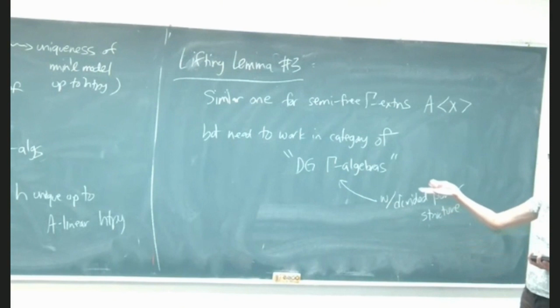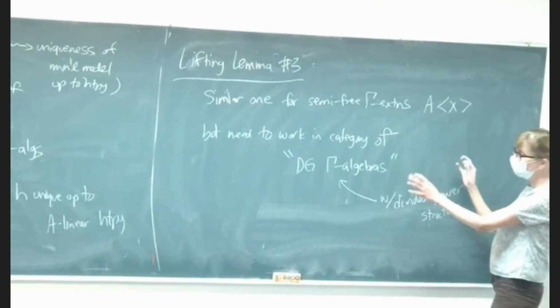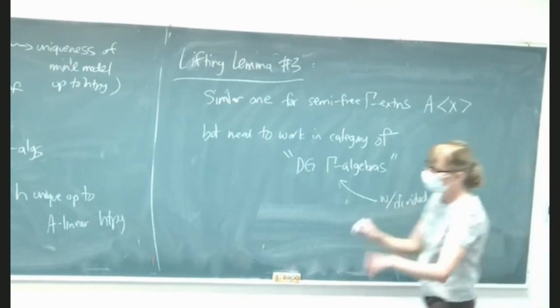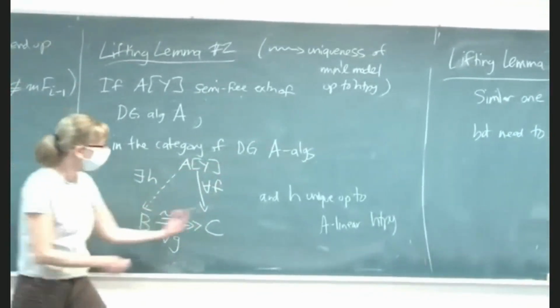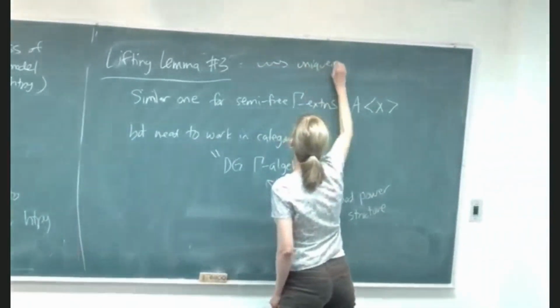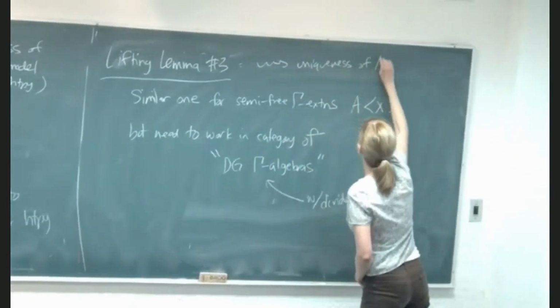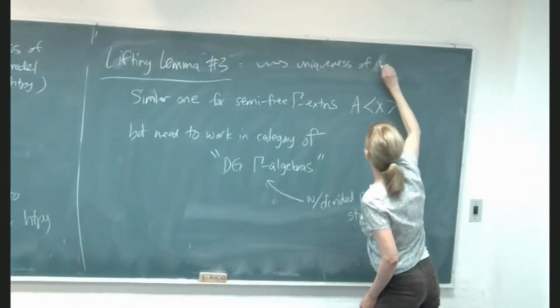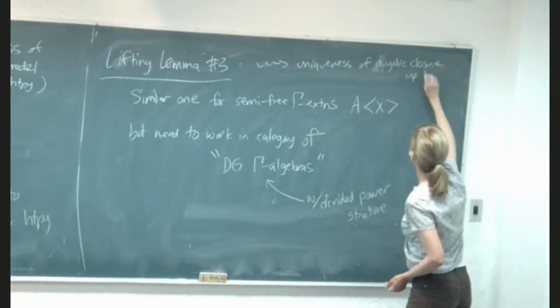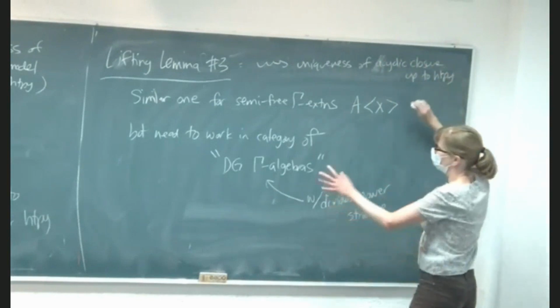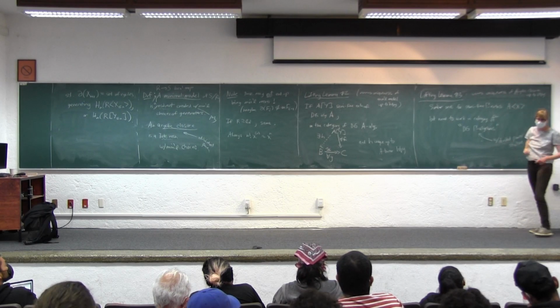So in that category, there's also a lifting thing from here, which is kind of horrible because it's like, how are you going to have that? But if B and C themselves look like A of X type things, then they have divided powers. And so that's why this one will also give you uniqueness of acyclic closure up to homotopy, actually up to nice homotopy.